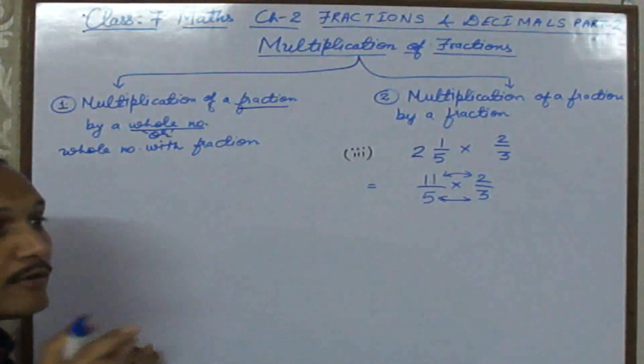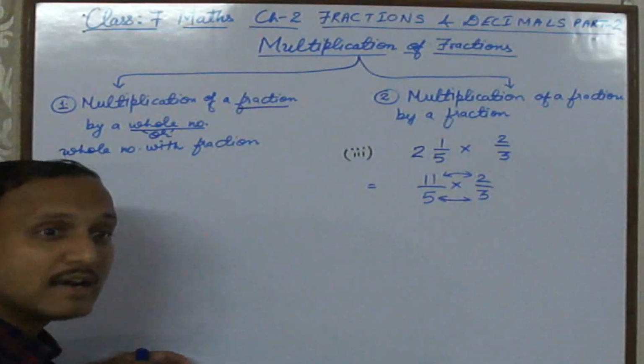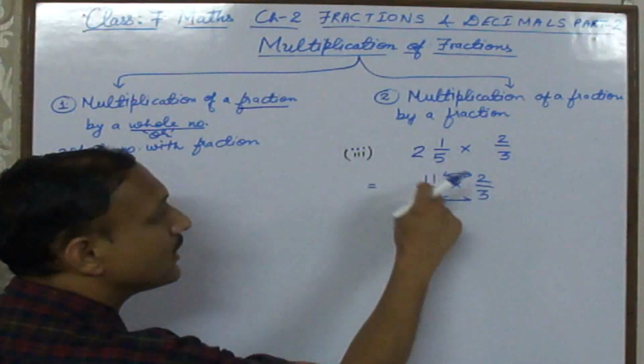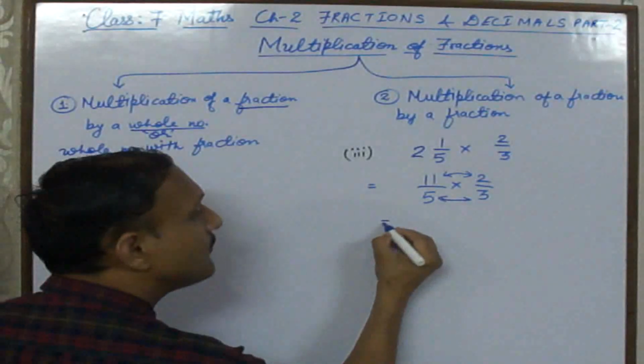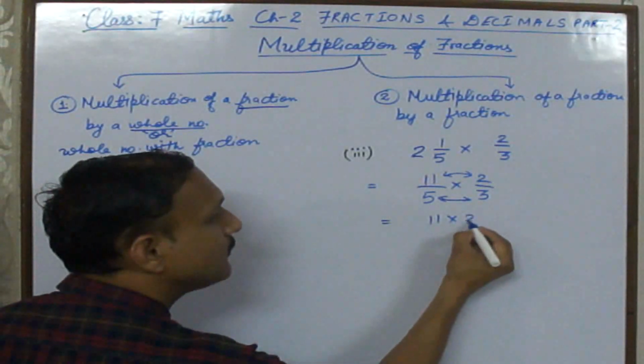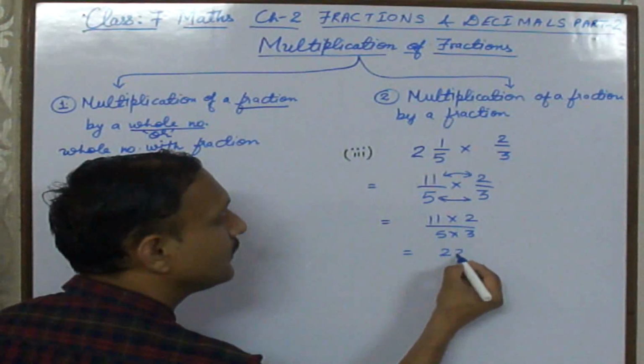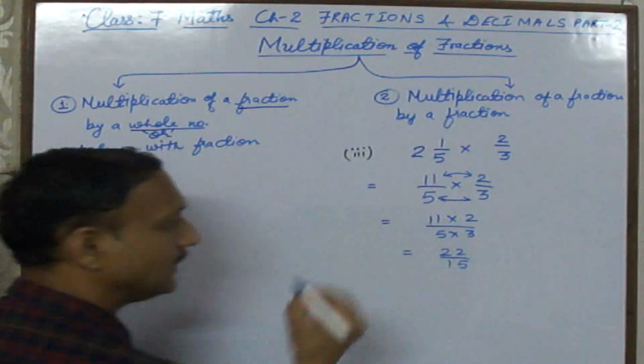If it is possible to simplify it, cut it to the lowest form or lowest terms. But here it is not possible to cut any of the numbers. So we are multiplying numerator with numerator and denominator with denominator. 11 2s are 22, 5 3s are 15.